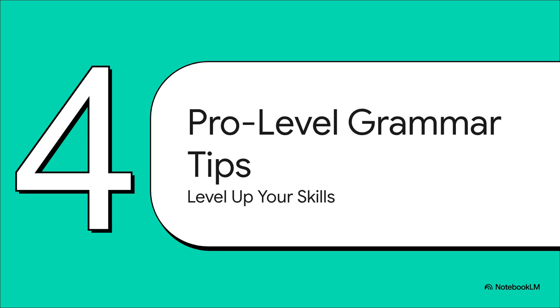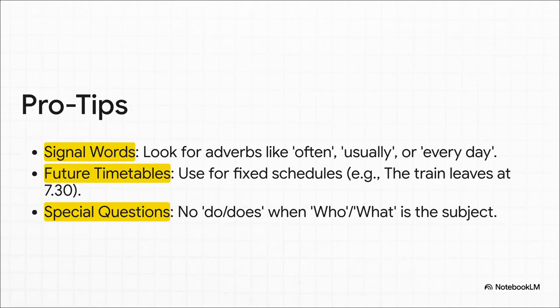So if you're ready to level up, let's look at a few pro tips that will really make your grammar skills shine. First, keep an eye out for signal words. Adverbs like often, usually, sometimes, every day. These are your friends. They practically scream that a habit is being talked about. Second, here's a really cool trick. You can use the present simple to talk about the future, but only for things on a fixed schedule, like a timetable. For instance, the train leaves at 7:30 tomorrow.